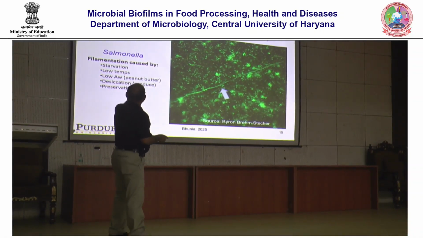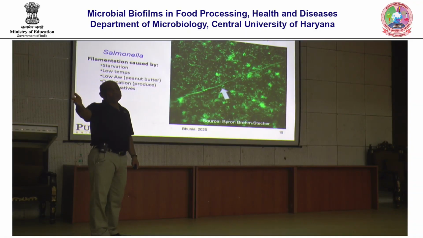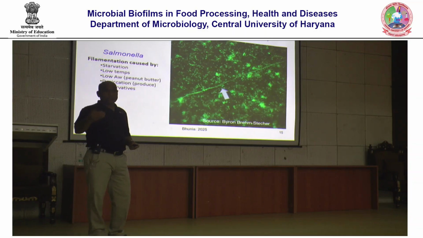And so look at this. Filamentation caused by starvation. What did I say? Nutrition, right? Lack of nutrients. That can produce long cells. Low temperature, low water activity, desiccation, preservatives. A lot of those factors can induce stress, and so the bacteria would behave differently. Everybody clear so far? Can you link the dots I've been trying to address?